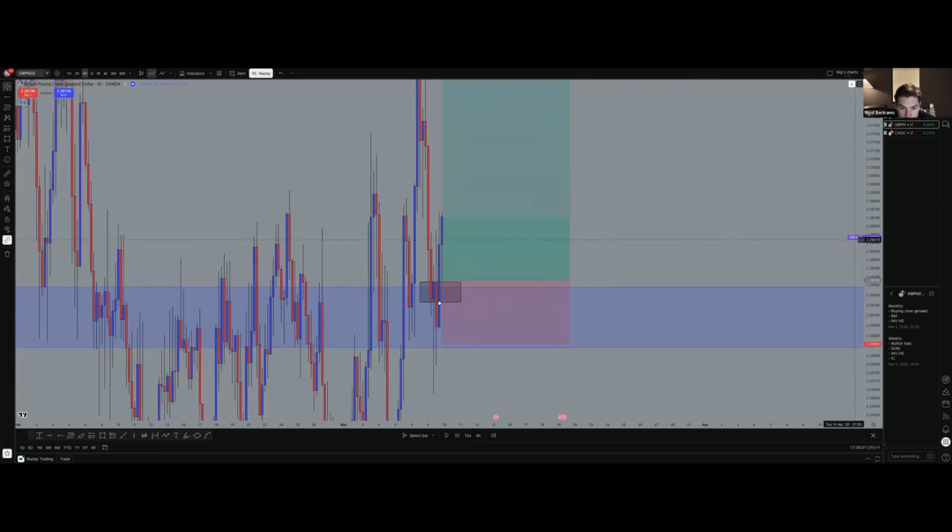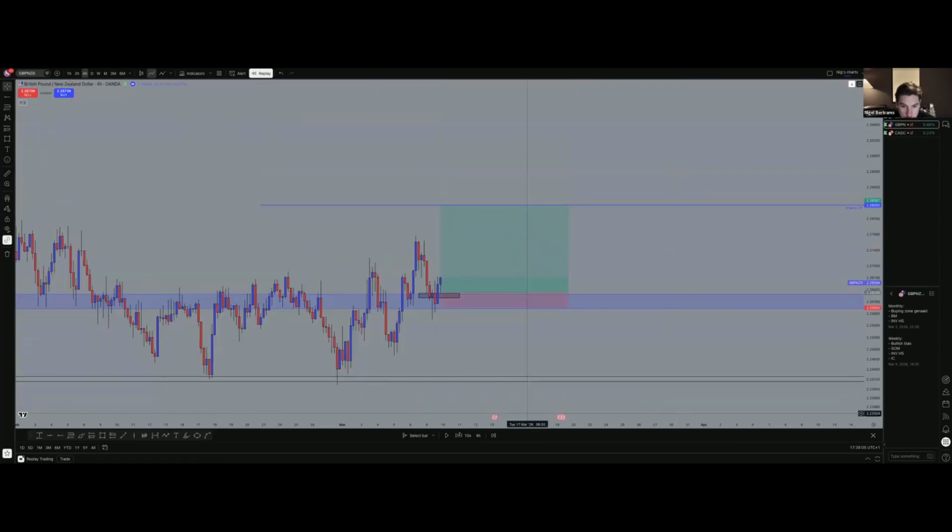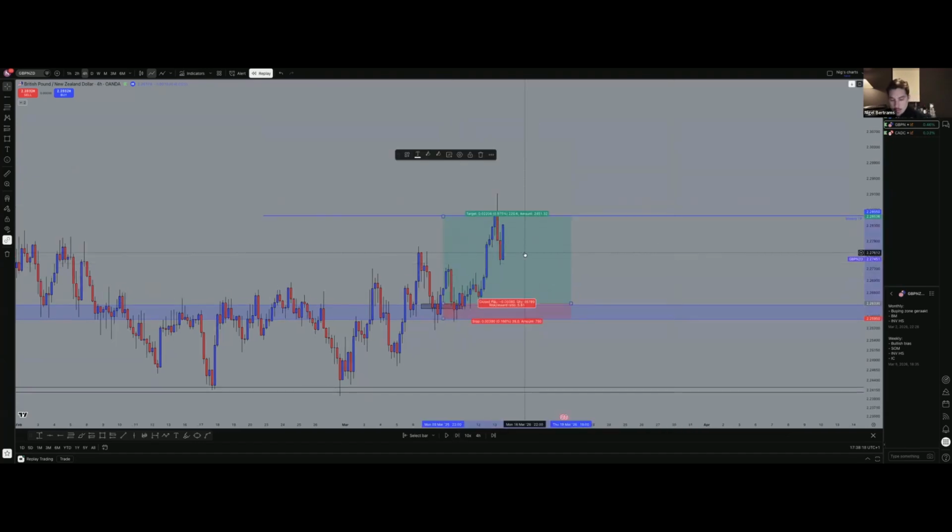As you can see, I was involved on TradingView, but I was not involved on my broker. Price made a bigger push. I deleted my limit. Price came back and eventually went all the way to my weekly TP.